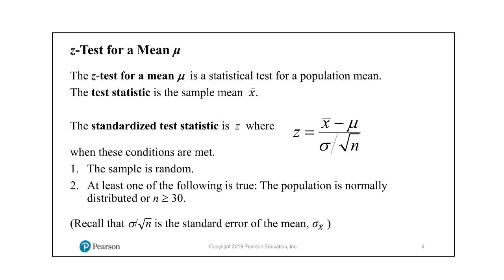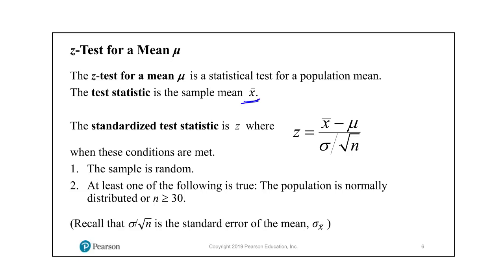So now let's put it all together and do a hypothesis test when we know the population standard deviation sigma. So this would be a z-test for the mean mu. All right, so what we're talking about is trying to test the mean mu based on a test statistic on the sample. So that would be the sample mean.